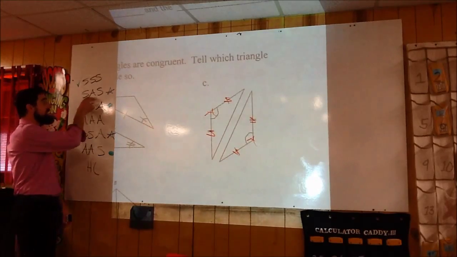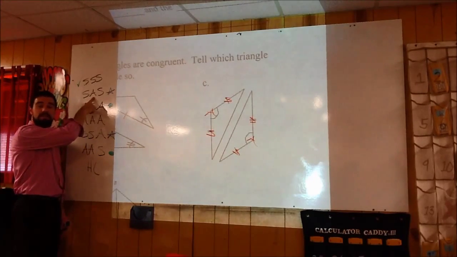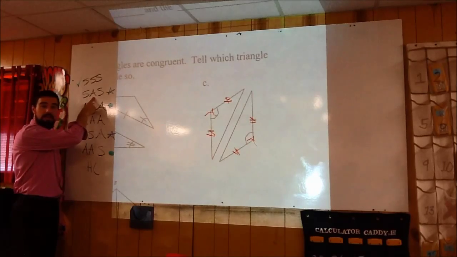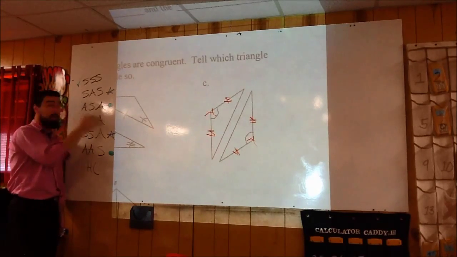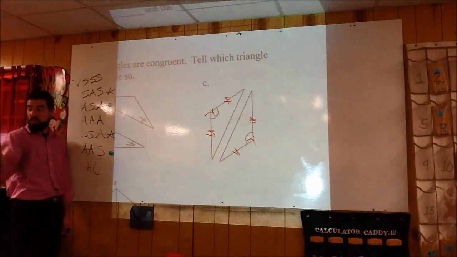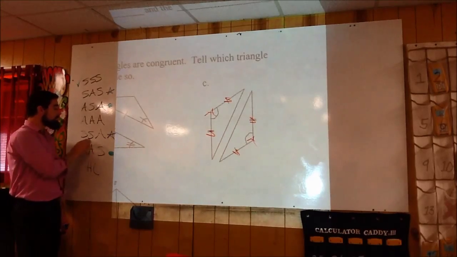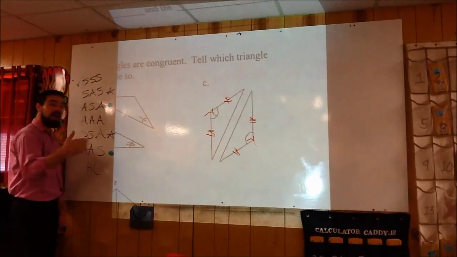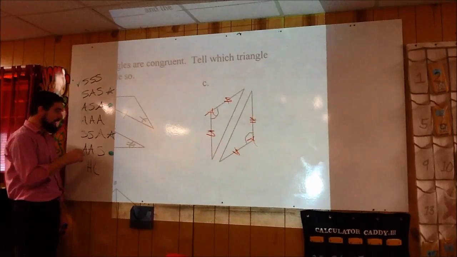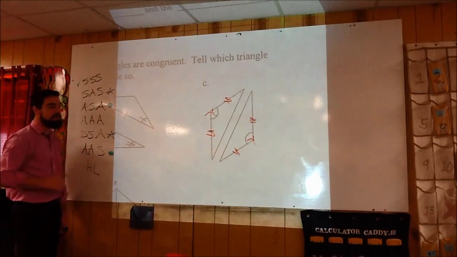So you need to ask yourself, is the angle in between the two sides? Is it the included angle? Is it the angle that's being formed by those two sides? And that's what you should have written in your notes. Or is the angle one of the non-included angles? Is it not in between the two sides?